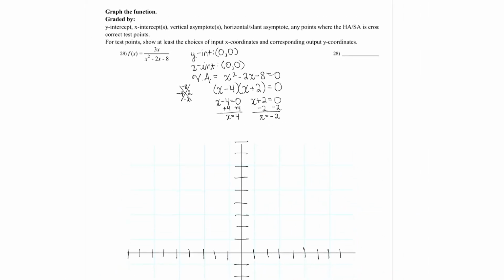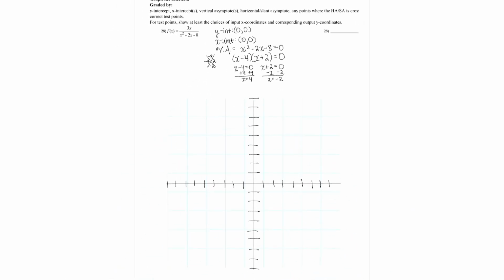Let's go ahead and sketch what we have so far. We've got (0, 0) for both the x-intercept and the y-intercept. We have our vertical asymptotes at x equals 4 and also at x equals -2.